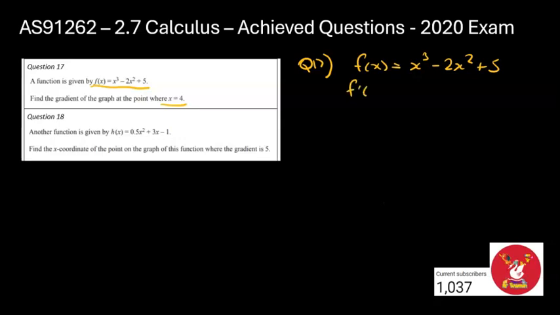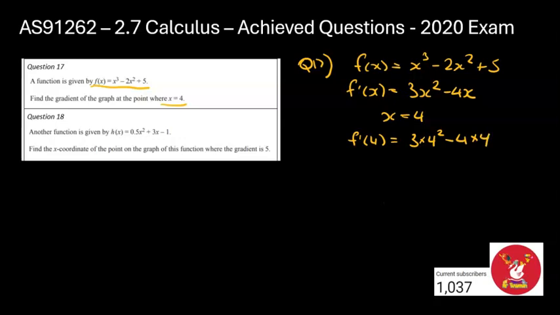So f dash x will be equal to 3x squared minus 4x. And that 5 goes away when we differentiate, so we don't need to stress about that. I'm now going to get to x equals 4. So I know that x is equal to 4 because that's what I've been asked. So f dash 4 will be equal to 3 times 4 squared minus 4 times 4.